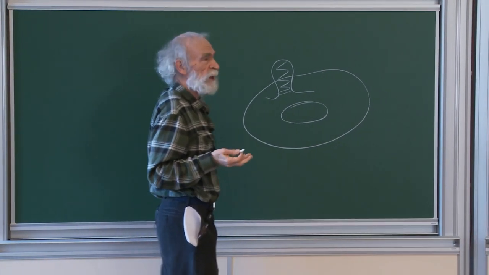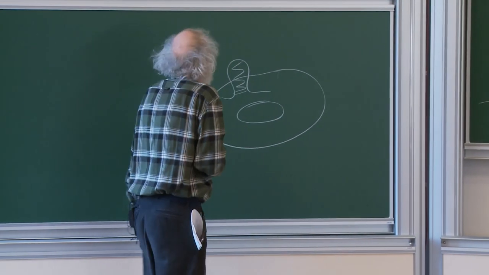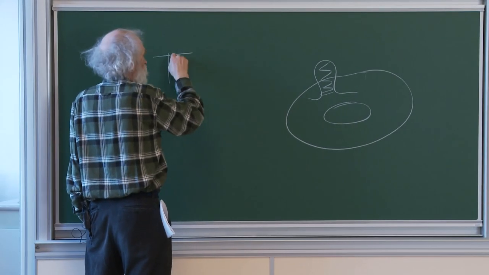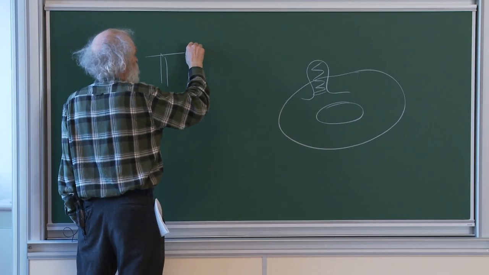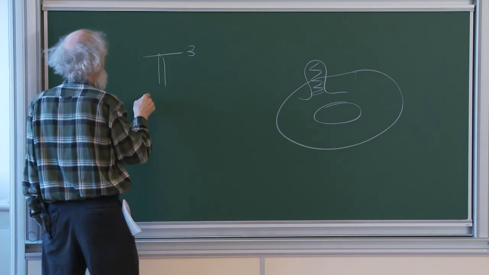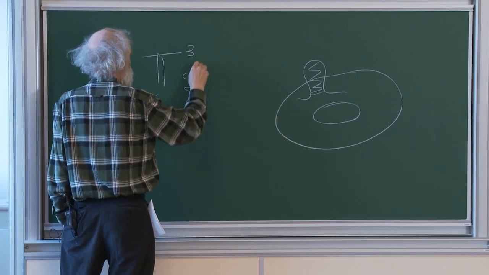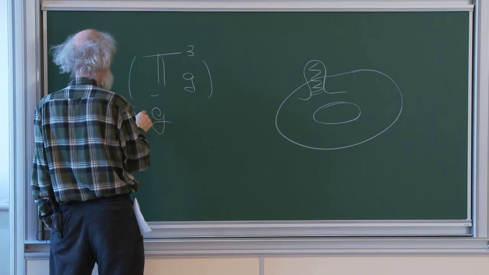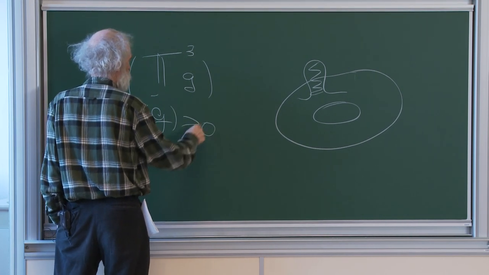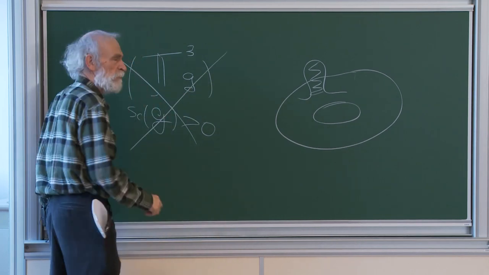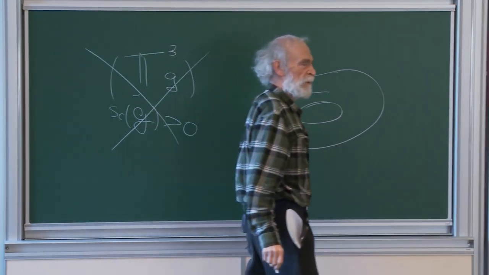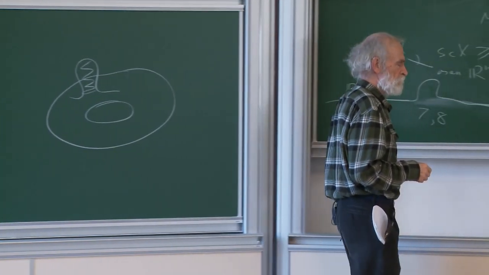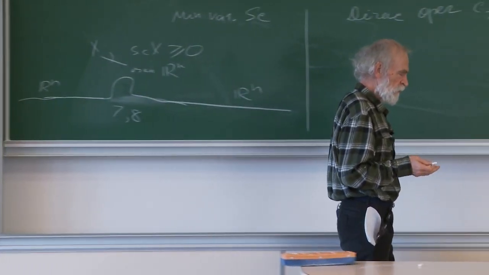And secondly, I say, wait, why should it be like that perturbation? So I have just any torus, say in dimension n, now dimension 3, and it has a metric g, and g has positive scalar curvature. And I say it's impossible. In fact, it must be flat. So let's prove that.